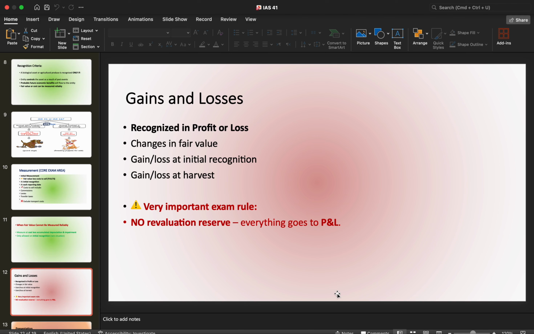Gains and losses. Under IAS 41, all gains or losses from biological assets are recognized directly into profit or loss. This includes two situations. First, any gain or loss at the initial recognition of biological asset is recorded in profit or loss immediately. Second, any gain or loss at harvest, for example, when crops are harvested or livestock produces goods, also goes straight to profit or loss. A very important exam rule is do not create a revaluation reserve. Unlike property or equipment under IAS 16, all changes in fair value must hit the profit and loss immediately.